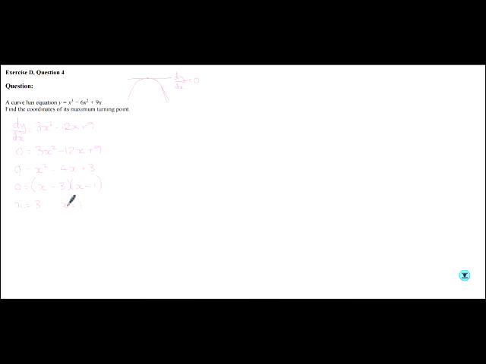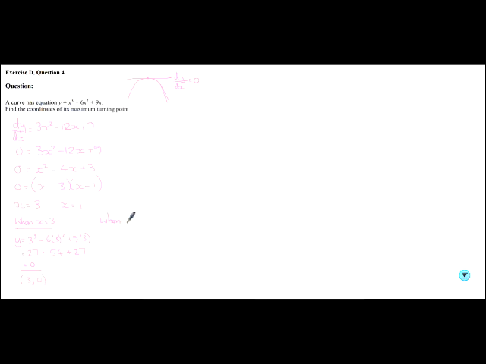Now we've got to find out what the y coordinates are. So let's write this here. So when x is 3, we've got y is 3 cubed minus 6 lots of 3 squared plus 9 lots of 3. Okay, so that's 27. Take away 54 plus 27. Well, that's 0. Okay, so we've got our first coordinate here, 3, 0.